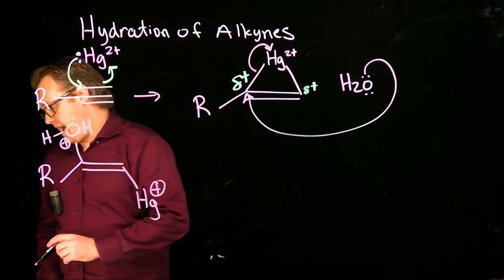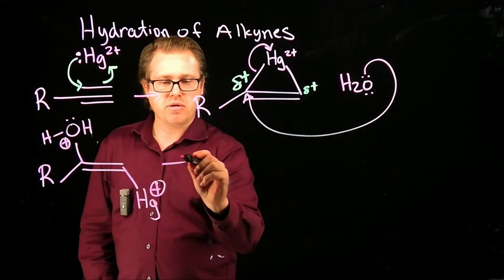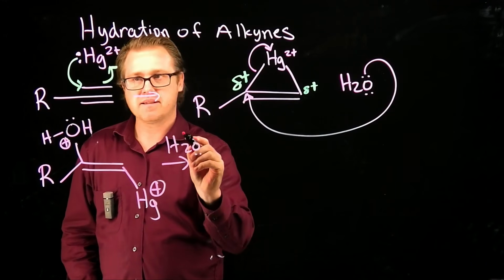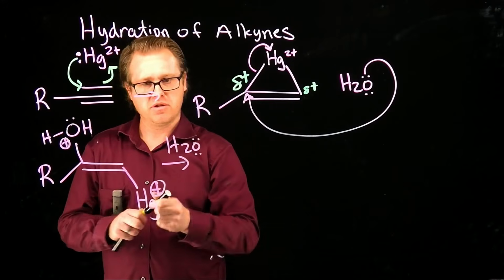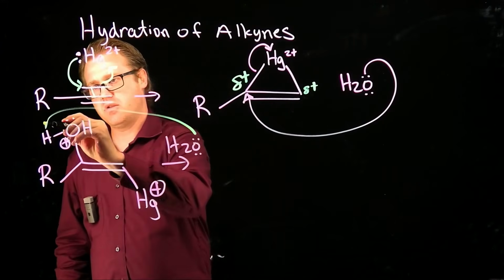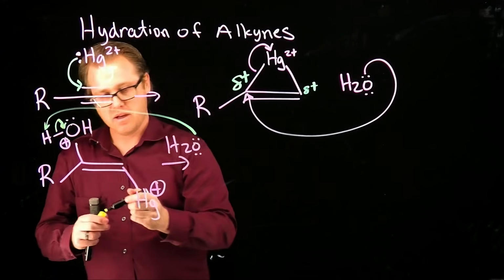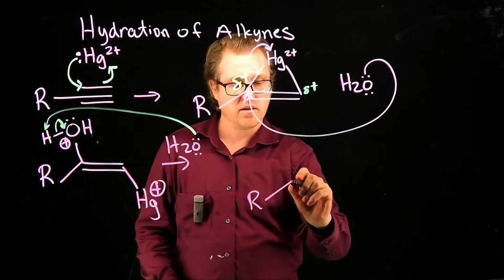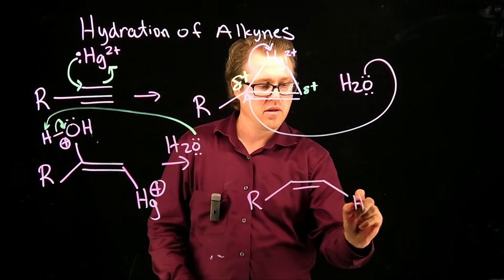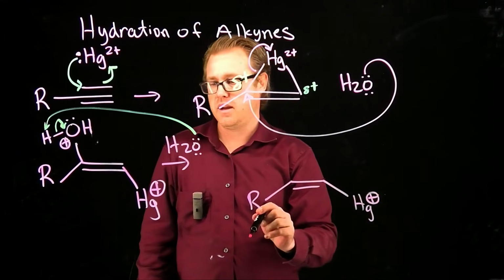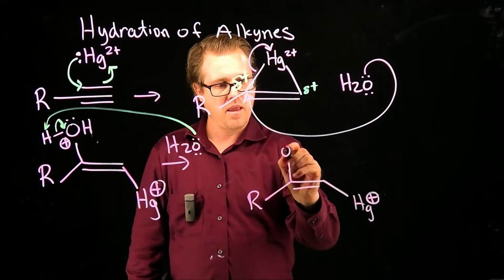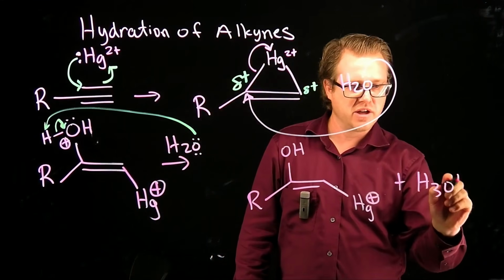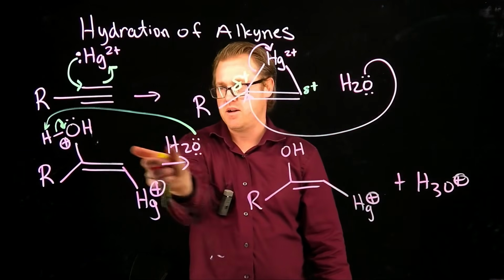And then what's going to happen here? We'll do a proton transfer. We have water present, so that can act as our base. Let's use this color here. We can do a simple proton transfer, and that's going to give us mercury, our alcohol, plus we just generated some hydronium from this spot, right?